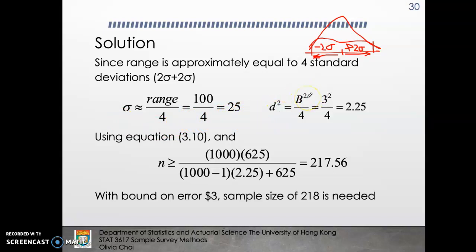Then we have the bound of error that we set up, which equals 3, divided by the critical value at the 95% confidence interval, so using 2 instead of 1.96. So we can estimate D, which is 1.5, and D squared is around 2.25. So let's use equation 3.10. We have n equals N times sigma squared divided by (N minus 1) D squared plus sigma squared. This is around 217.56. So n must be greater than or equal to that figure. So we set an integer nearest to that. We need to round it up to 218.